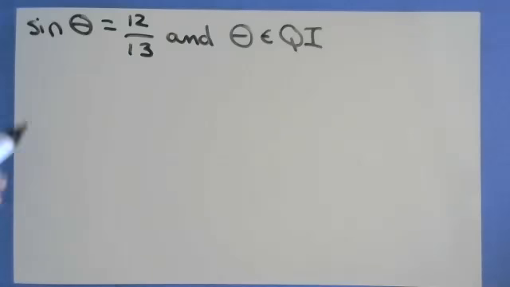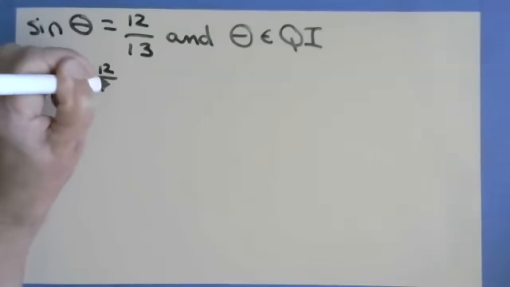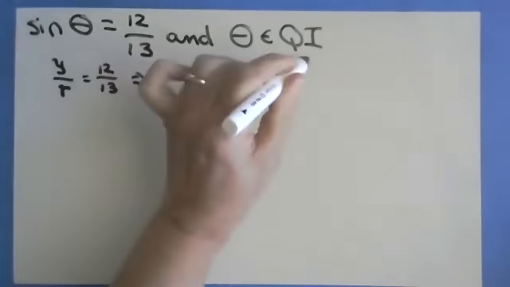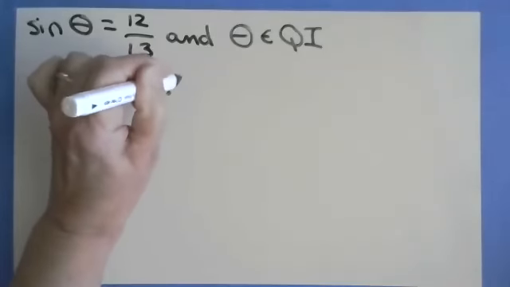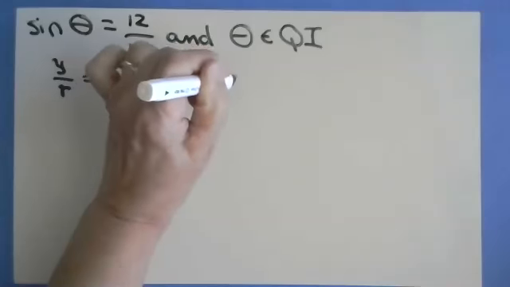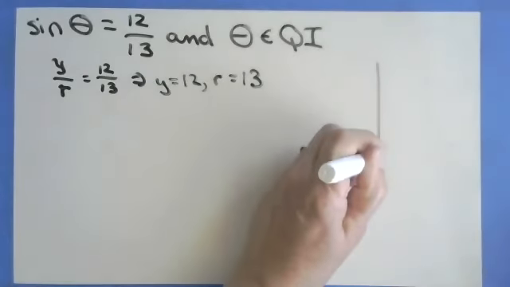We know that sine of theta is y over r. So we know that this is 12 over 13. It's in quadrant 1, so we know that y is positive. We know y is 12. We know r is 13. Let's draw it.